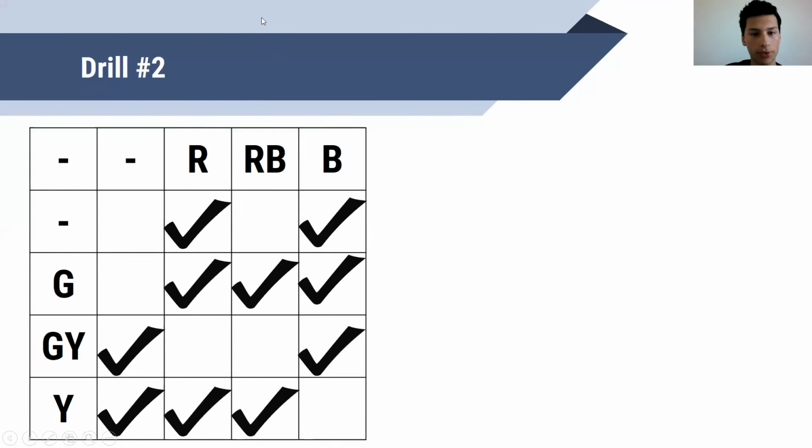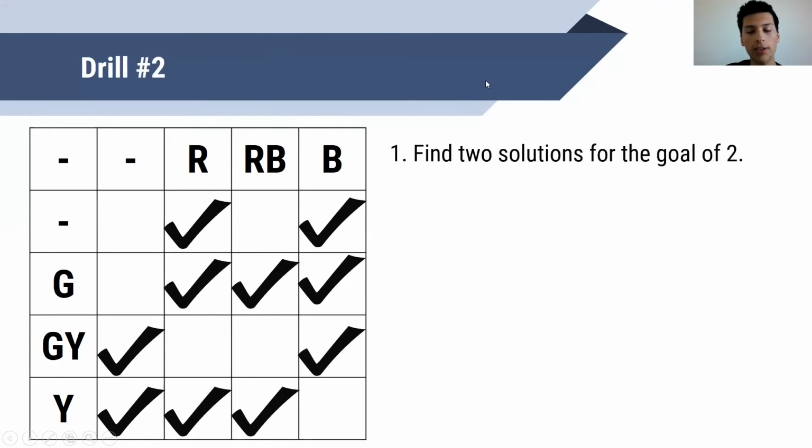Here is drill number 2. Drill number 2 has 2 questions. The first one is find 2 solutions for the goal of 2. So this involves you thinking on your own and using the chart to see if you can find solutions for a goal.